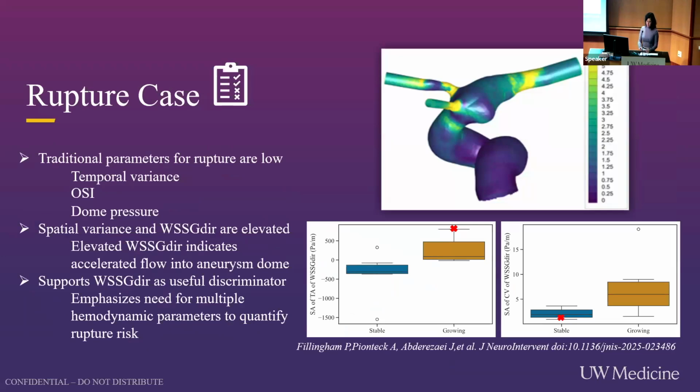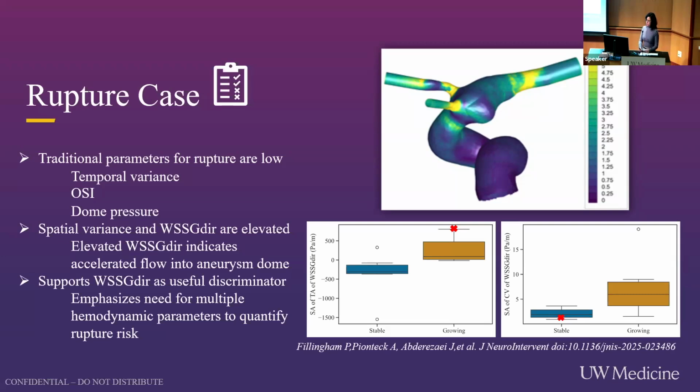From this case, we found that traditional parameters for rupture, such as temporal variance, OSI, and dome pressure, among other factors, were low, indicating the aneurysms were stable. Yet the spatial variance and wall shear stress gradient direction were elevated. To clarify, wall shear stress gradient direction, or WSSG direction, indicates blood flow accelerated into the aneurysm dome. These findings actually supported a recent study investigating average WSSG direction as being a strong predictor for aneurysm growth.